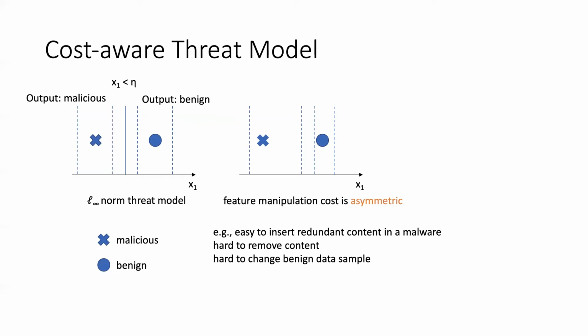This is often the case for malware authors to evade the malware classifier. It is easy to insert redundant content in the malware, but it is hard to remove content from the malware, which may compromise malicious functionalities. In addition, it is usually hard to change benign data samples outside the attacker's control.